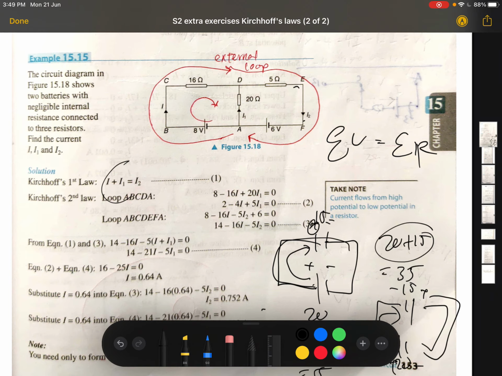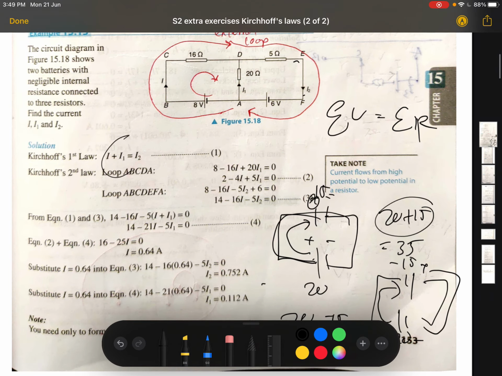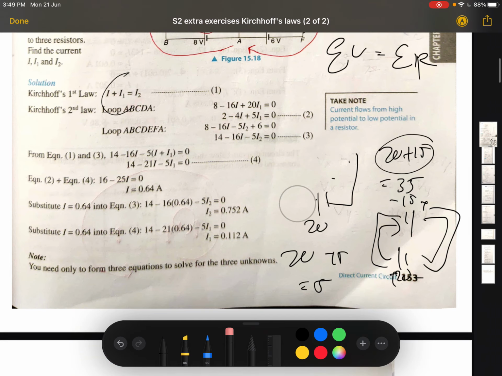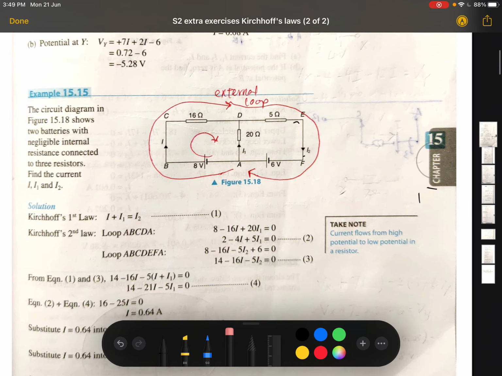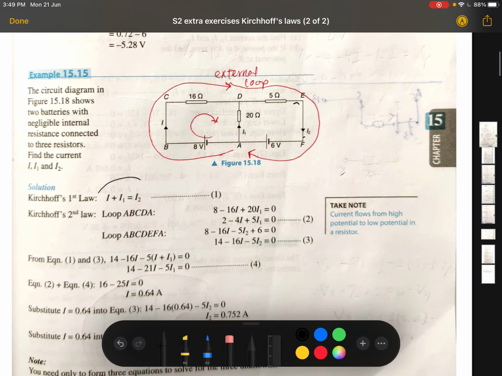So for example, these answers look very confusing, right? So I'm going to do this in my own way. Okay, so first of all, this one is correct. This one is definitely correct. Second one, let me look at the first loop first. Loop A B C D A. So we're talking about that loop first. So the loop goes this way.